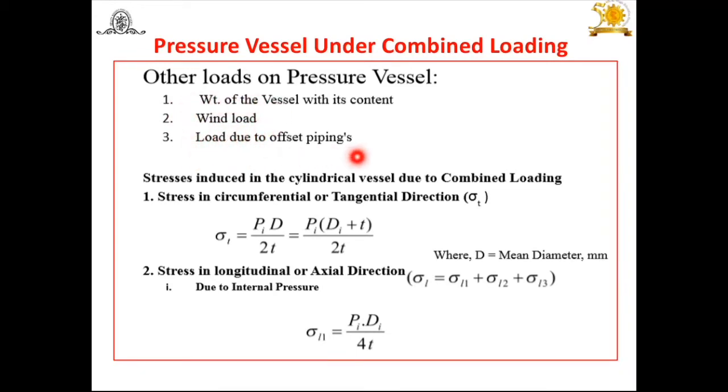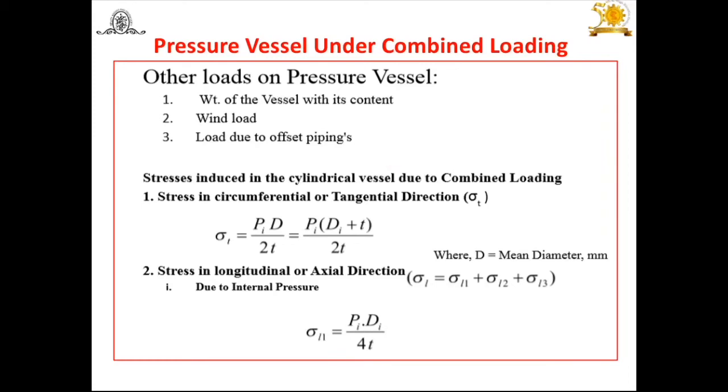And the third one: the pipings or openings that are connected are not at a coaxial position. They are located anywhere on the pressure vessel, and because of this offset piping load, that also we have to consider. Because of this, some stresses are going to be induced. These stresses we have to find out and check whether they are within the permissible limit or not. If they are within the permissible limit, we can say our design is safe.